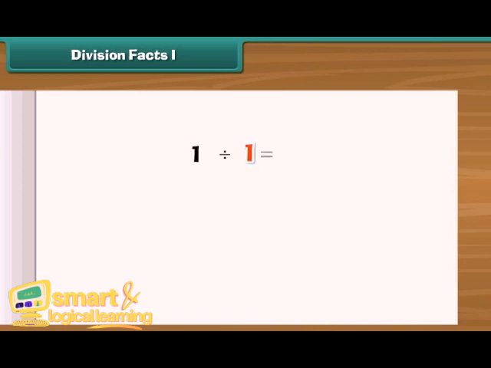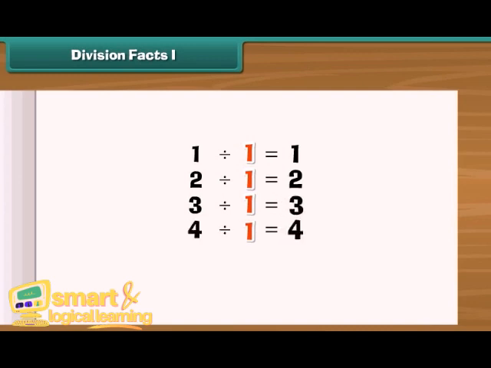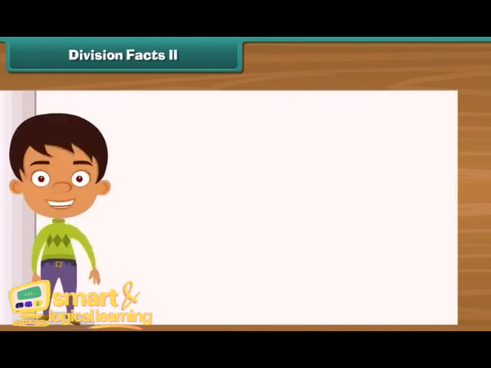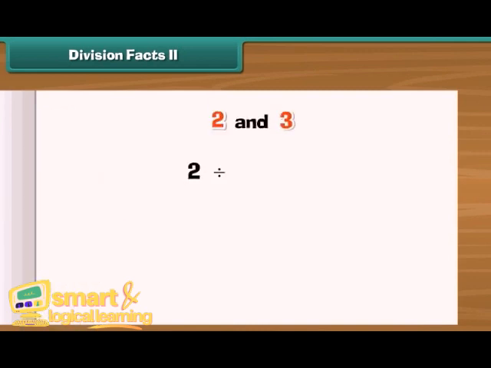1 divided by 1 is 1. 2 divided by 1 is 2. 3 divided by 1 is 3, and so on. Division facts 2. Let us learn the division facts of 2 and 3. 2 divided by 2 is 1. 12 divided by 2 is 6. Similarly, 6 divided by 3 is 2.